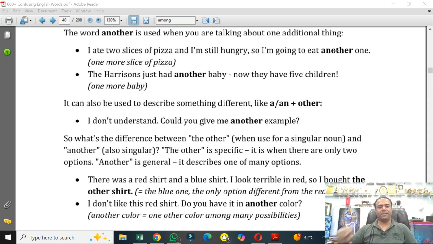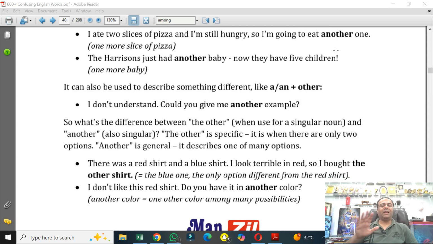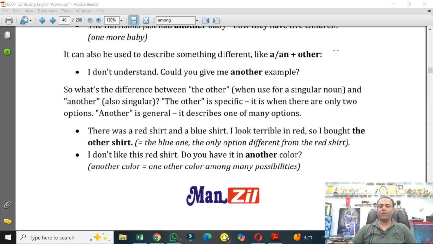Means one more baby. You know, it can also be used to describe something different, like a or an plus other. For example, I don't understand. Could you give me another example? So, what's the difference between the other when used for a singular noun and another, other singular?